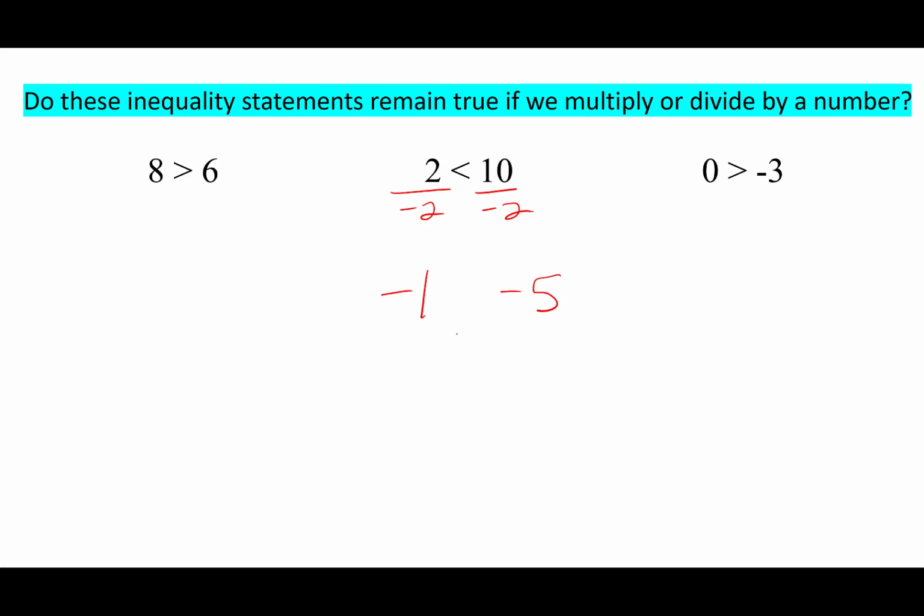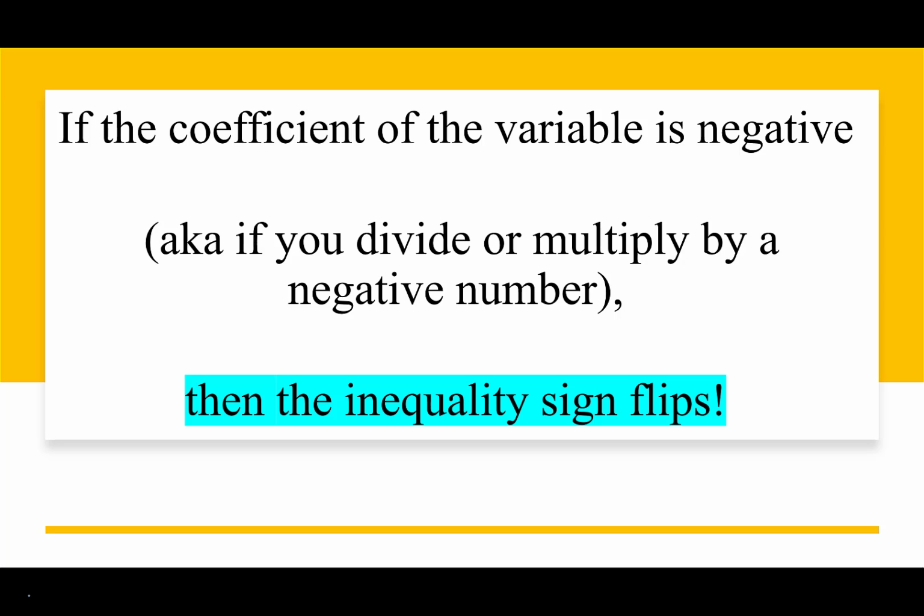So again, what I'm trying to tell you is that anytime you multiply or divide by a negative number, the inequality sign has to switch for the statement to remain true. And so now where the inequality sign was less than, now it's going to be greater than. So here's the main point of this video. If the coefficient of the variable is negative, which also means if you divide or multiply by a negative number, then the inequality sign flips. That is the big message of this video. So you have to really pay attention to the coefficient of the variable if it's negative or positive.